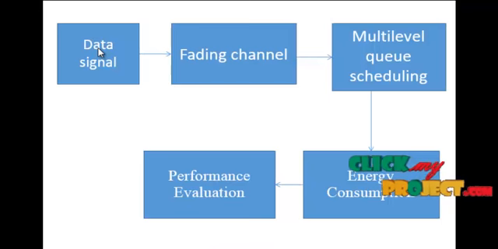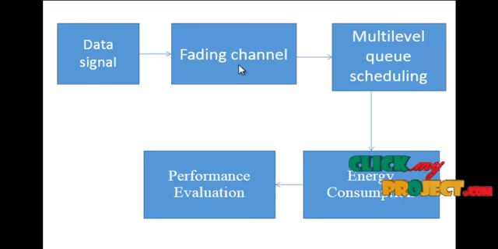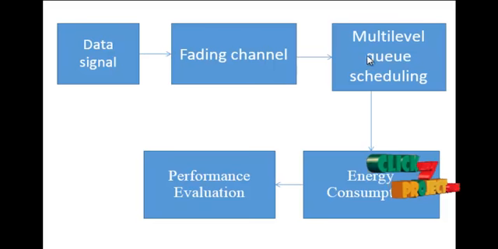This is the overall flow of our project. Initially, the data which is to be scheduled is given as an input to the fading channel, and this is scheduled by using the multi-level queue scheduling, and the energy consumption is calculated. The performance is evaluated in the performance evaluation block. The data signal is nothing but the input data.